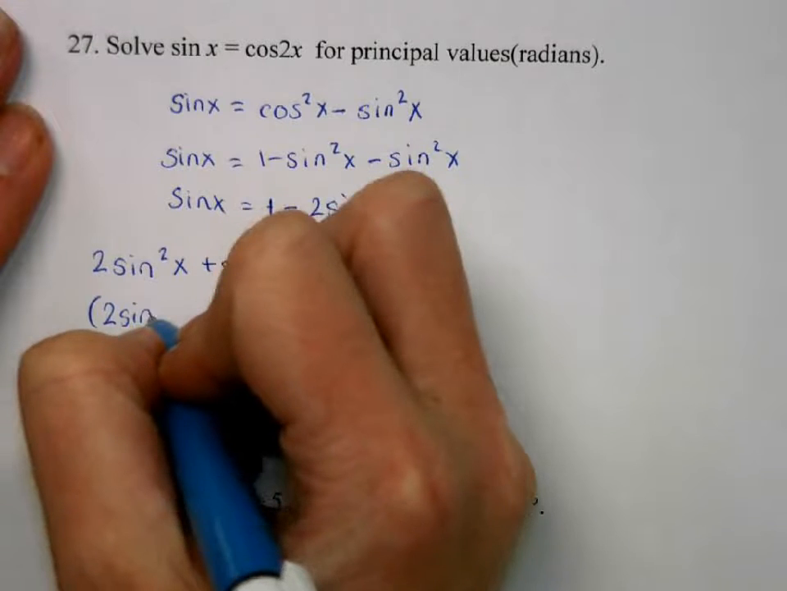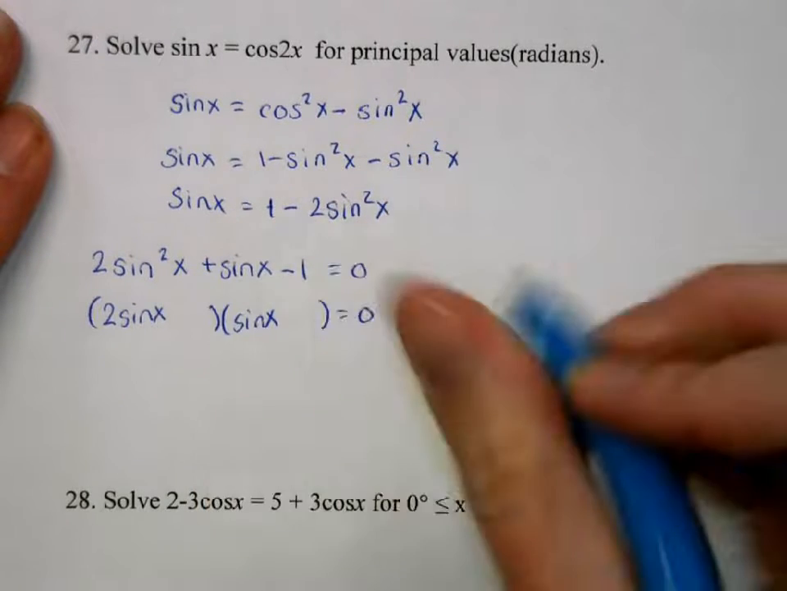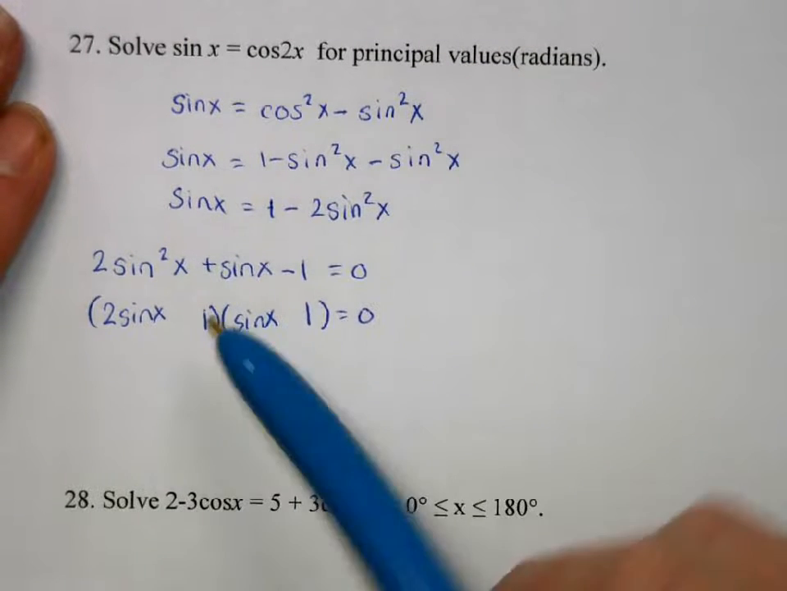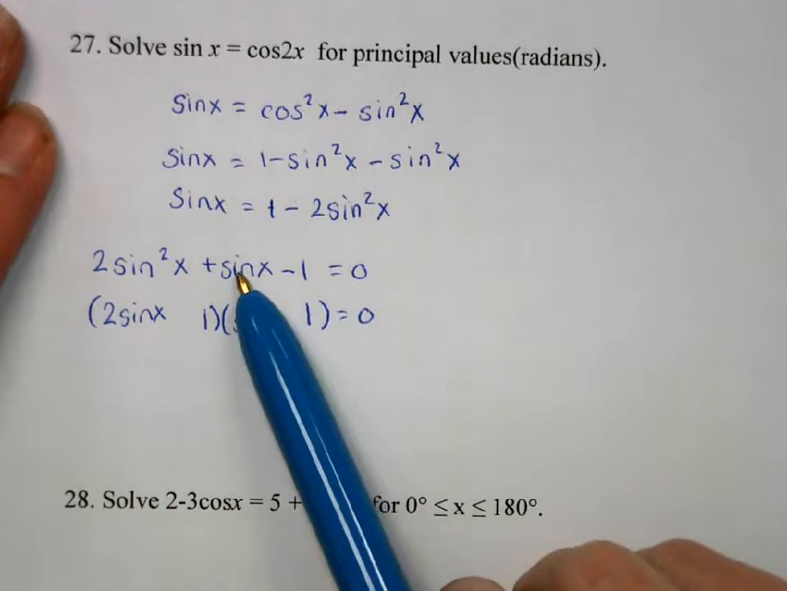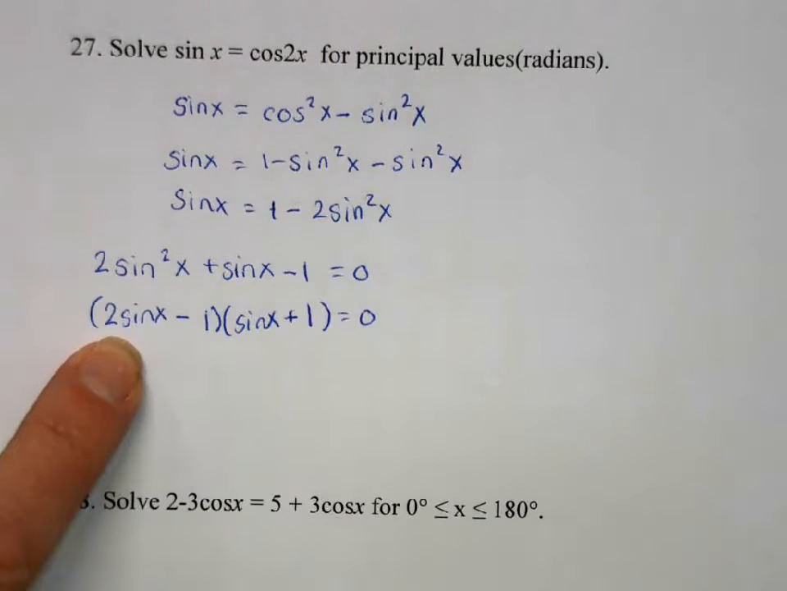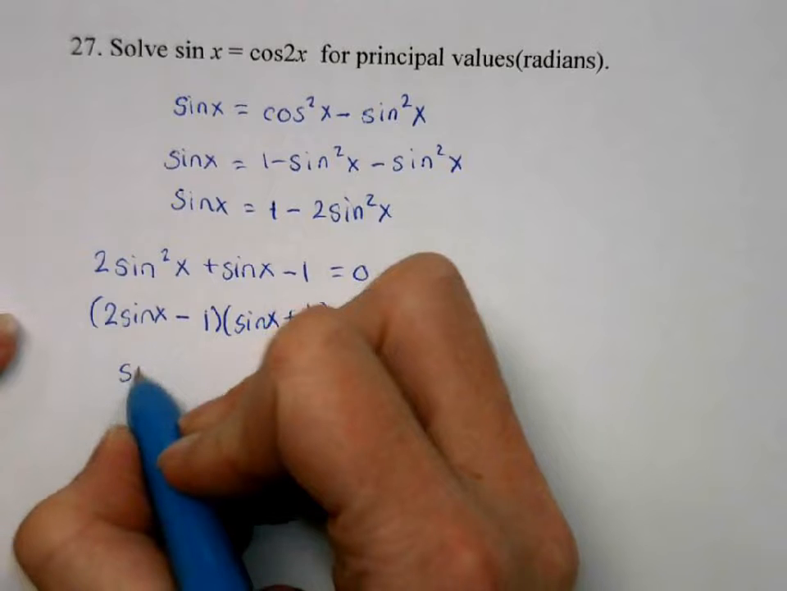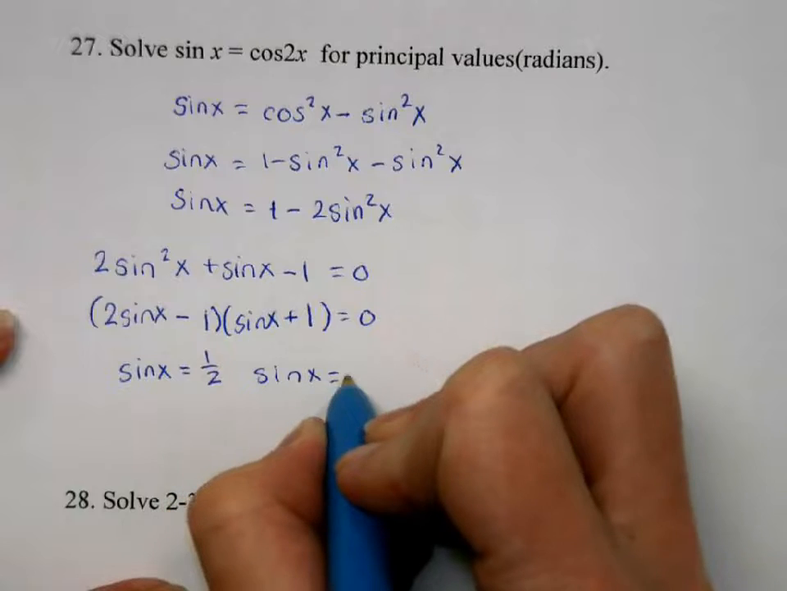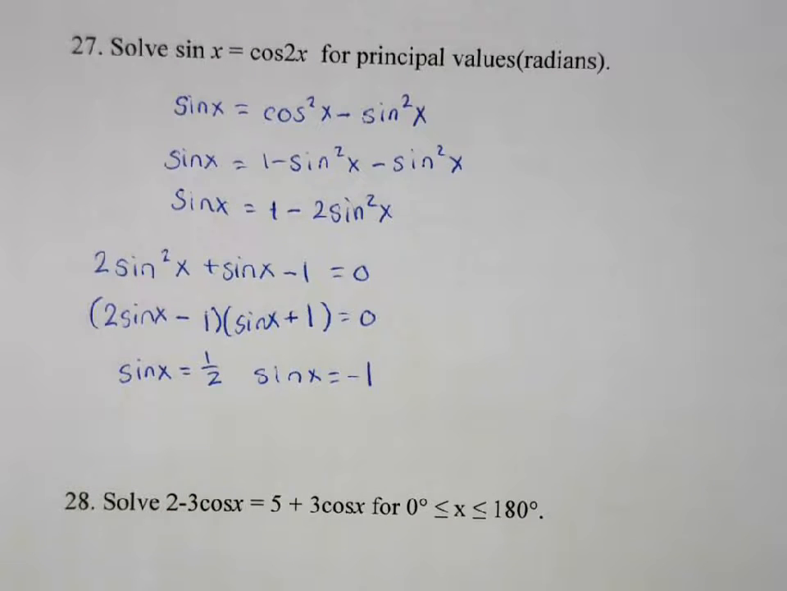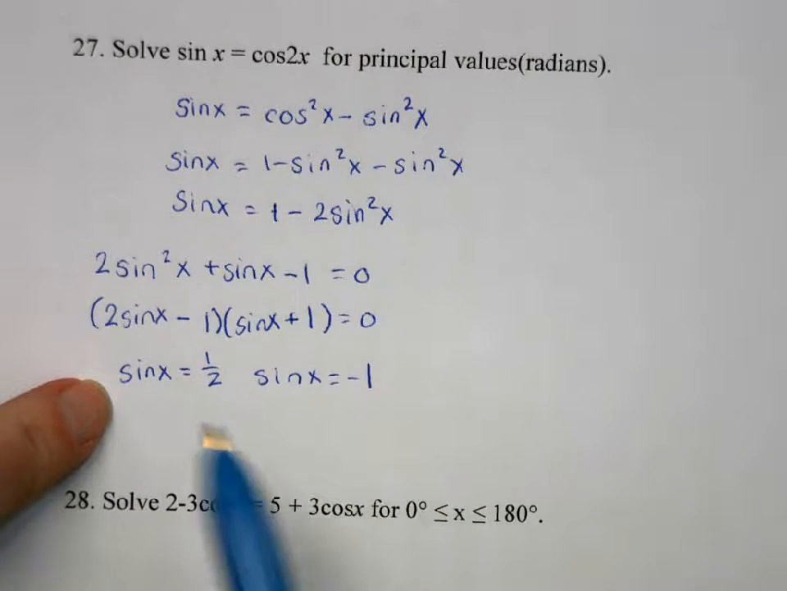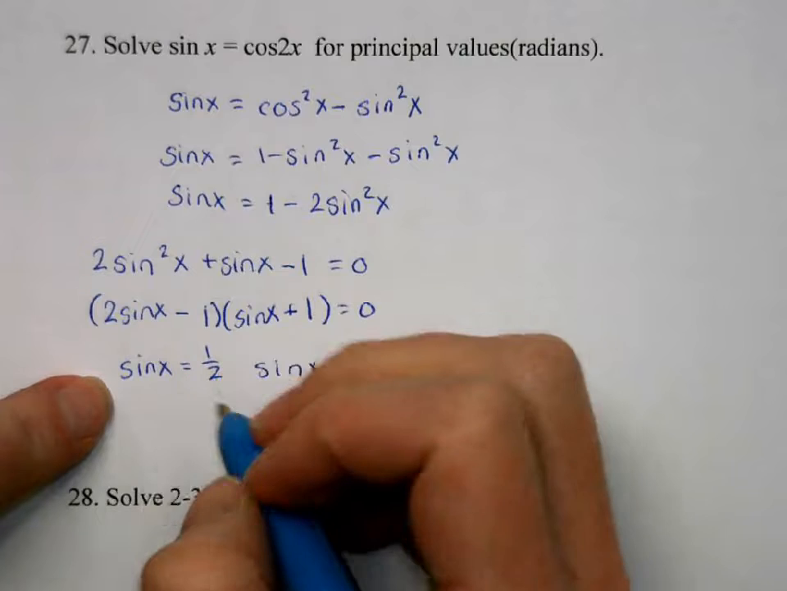My two options are plus minus or minus plus. If this middle term is plus, this will be plus because that will give me a positive 2 and a minus 1. So when I set these equal to 0, either sine of x equals 1/2 or sine of x equals negative 1. For principal values, there's just one value that works. So between negative pi over 2 and pi over 2, sine is 1/2 at pi over 6, and sine is negative 1 at negative pi over 2.